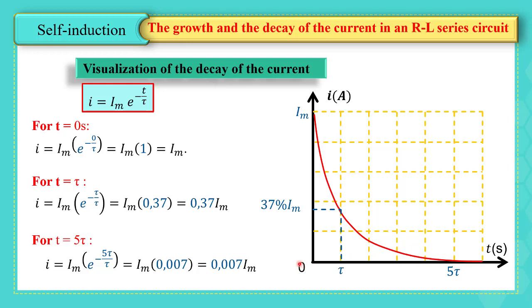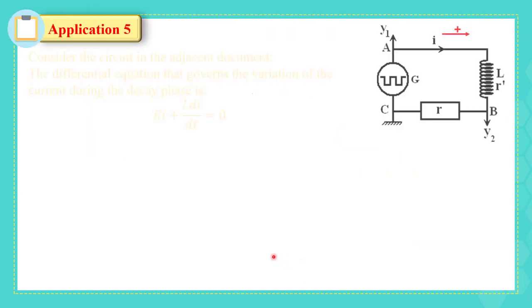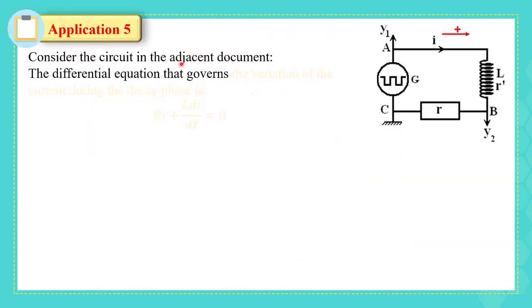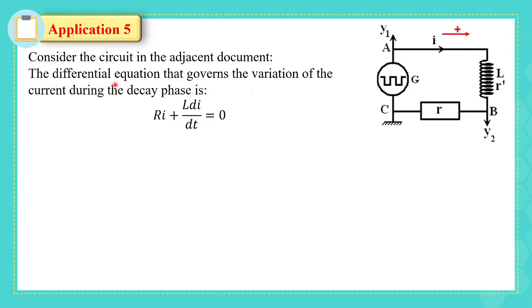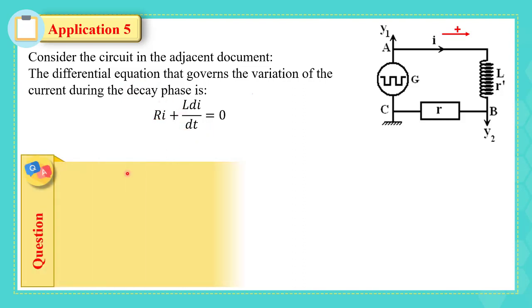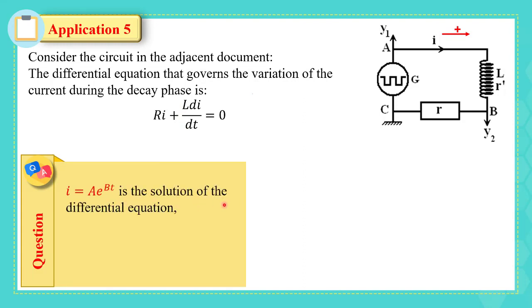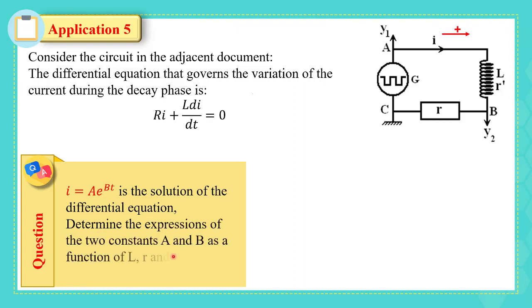Now let's solve application 5. Consider the circuit in the adjacent document. The differential equation that governs the variation of the current during the decay phase is Ri plus L di/dt equals 0. The question here: i equals A e to the power bt is the solution of the differential equation. Determine the expressions of the two constants A and B as a function of L, R, and R'.